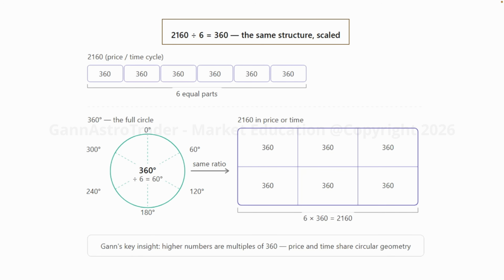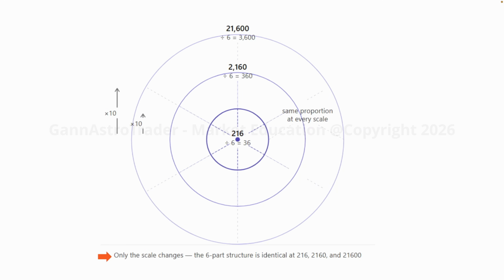Gann used this idea to move between price levels and time cycles. Adding zeros does not change the structure. 216, 2,160, 21,600 all follow the same numerical relationship. Only the scale changes, not the underlying proportion.